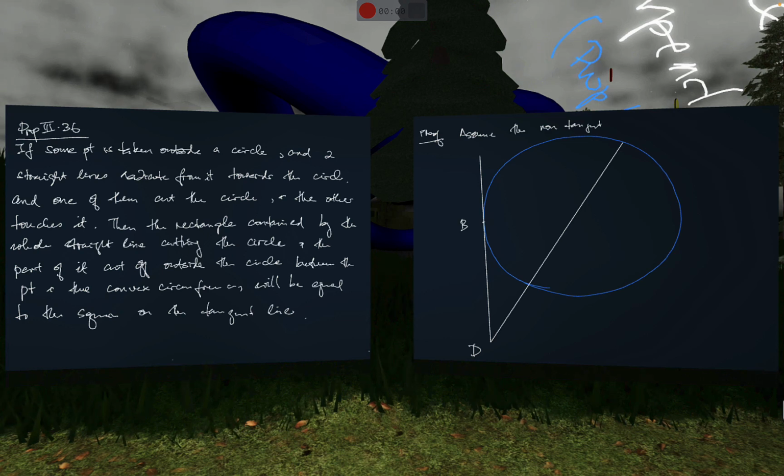So for case one, assume the non-tangent line passes through the center, and the center is here. I think in the previous proposition there were these two parts, but it was obvious, right? The case where the line passes through the center was just clear, and then you do the general case. But there's a little bit of a proof to be done for the case where F is the center, so this is the center, and we're going to draw, we're going to join these two points, B and F.